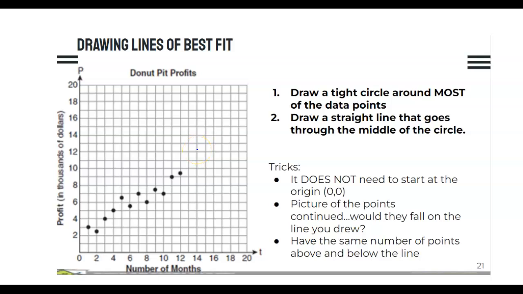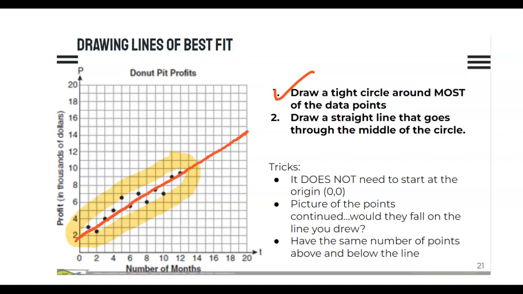Okay, so to draw our line of best fit, what we're going to do is draw a tight circle around most of our data points. So here's a tight circle that goes around most of my data points. And now, step one is done, I'm going to draw a straight line that goes through the middle of the circle. So as straight as I can, I'm going to go through the middle of that circle I just drew.